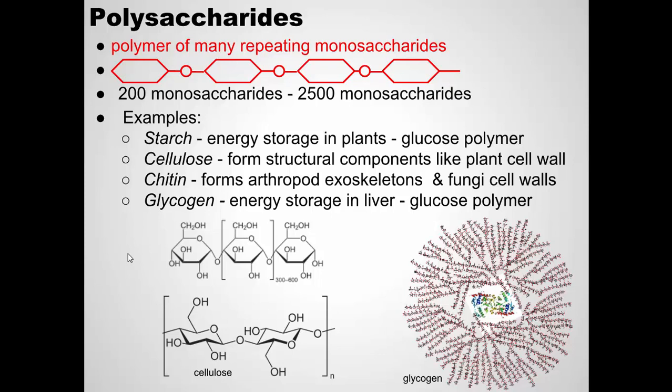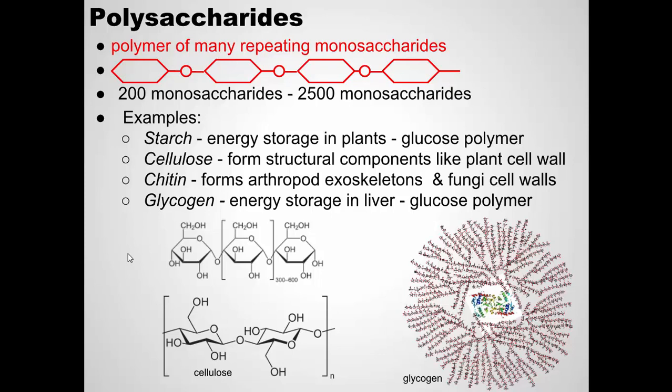Many of these are the structural carbohydrates that make up the shape of living things. Starch is an example of a polysaccharide. Starch is what plants use to store up energy. It's a polymer of glucose. So if you have a bunch of glucose molecules all linked together, that's what forms starch.